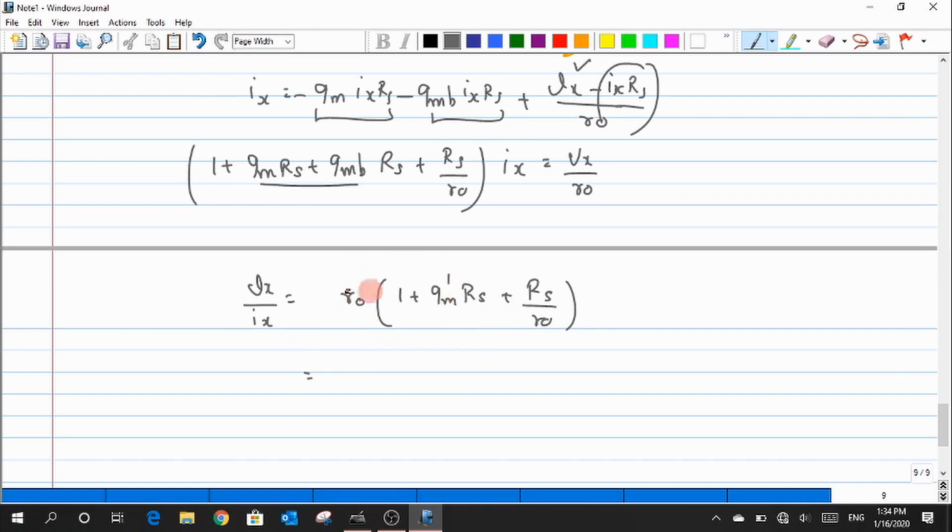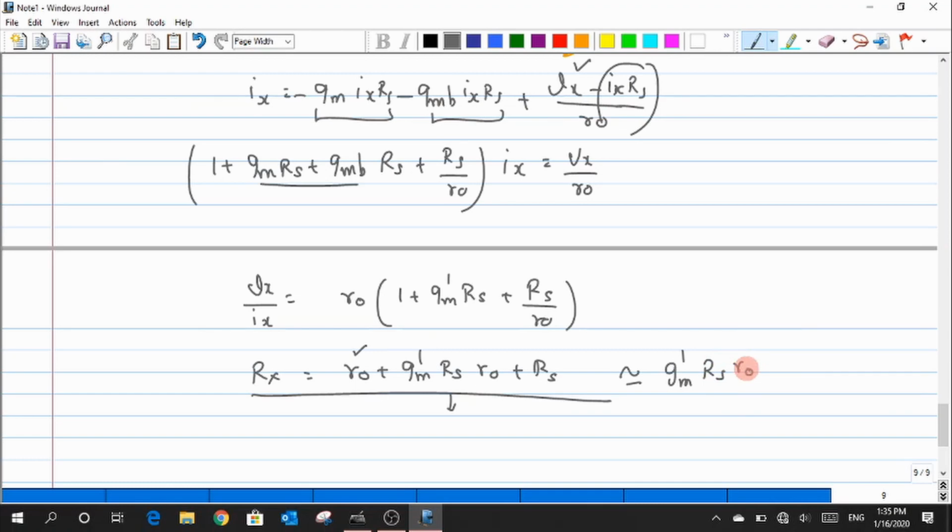And now I'm just going to bring the term R0 inside this parenthesis. Okay, so now one could see that the middle term that I have written, which is gm prime Rs R0, will be much larger compared to the value of R0 or Rs, right? So depending on the condition, one could approximate this entire expression as gm prime times Rs times R0.